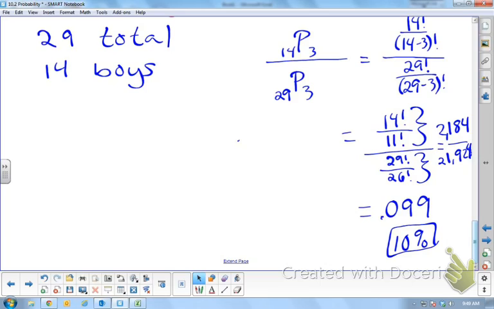So again, this last question, there's only one question like this on the assignment. The rest are the easier types of probability.